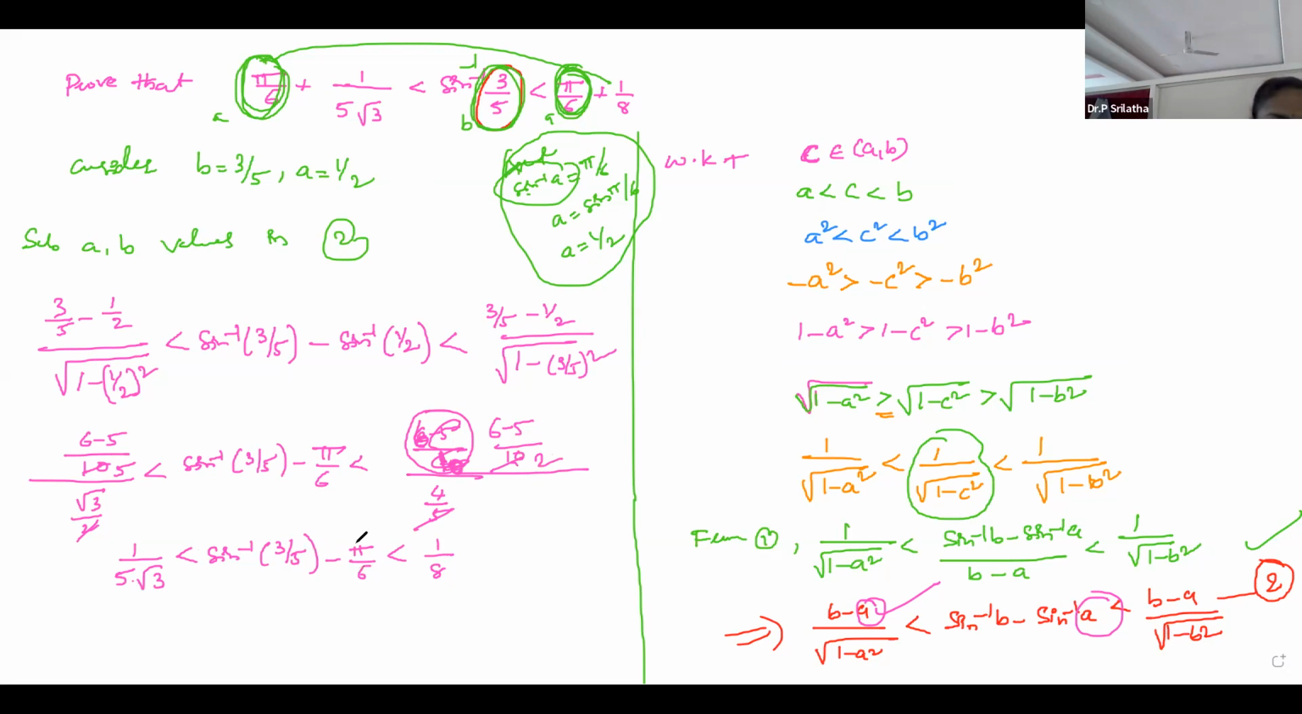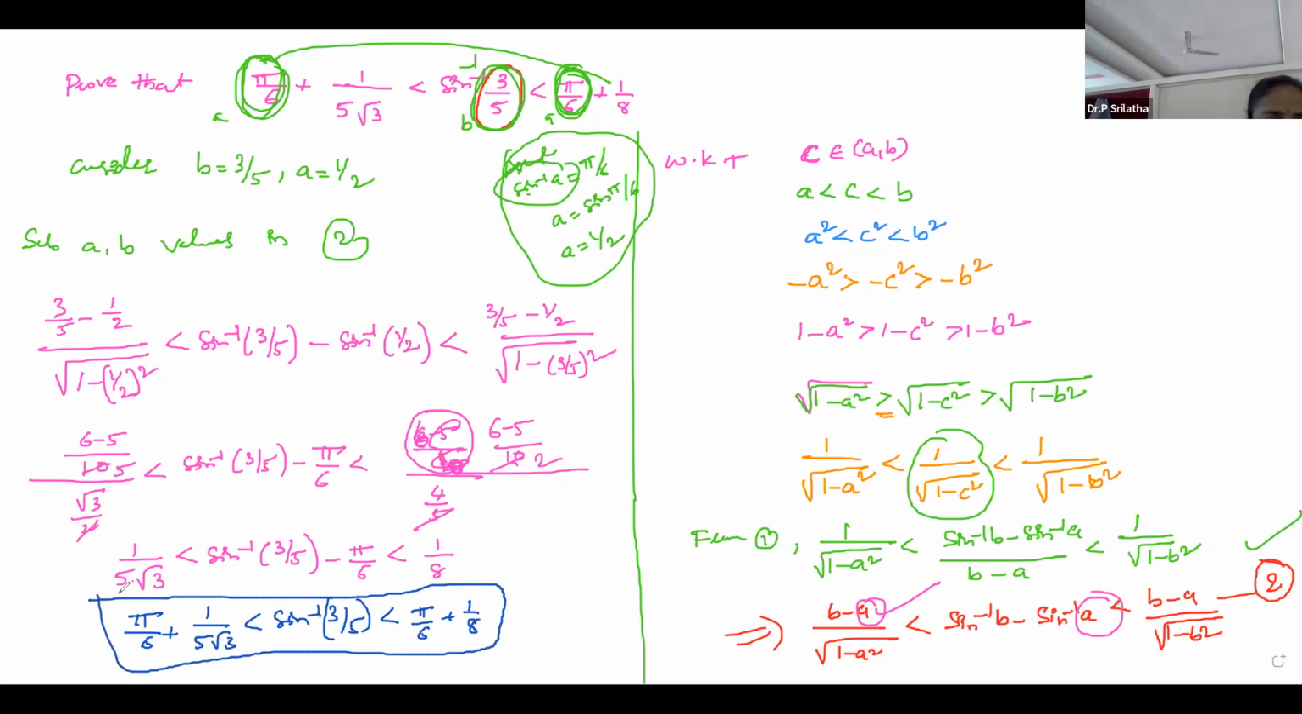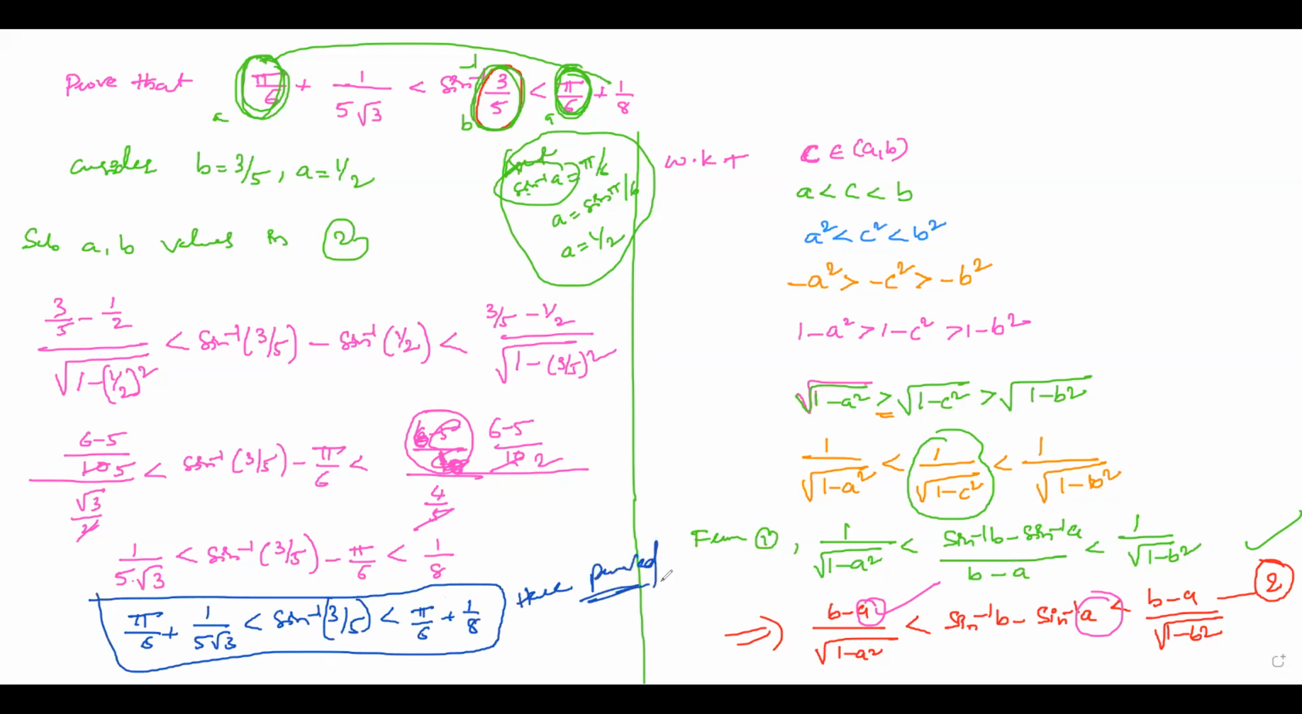Then add pi by 6 on both sides. We'll get pi by 6 plus 1 by 5 root 3 is less than sine inverse 3 by 5 is less than pi by 6 plus 1 by 8. Isn't it? Hence proved. Yes, ma'am. That's it. Very good. Very good. Roll number 6415.